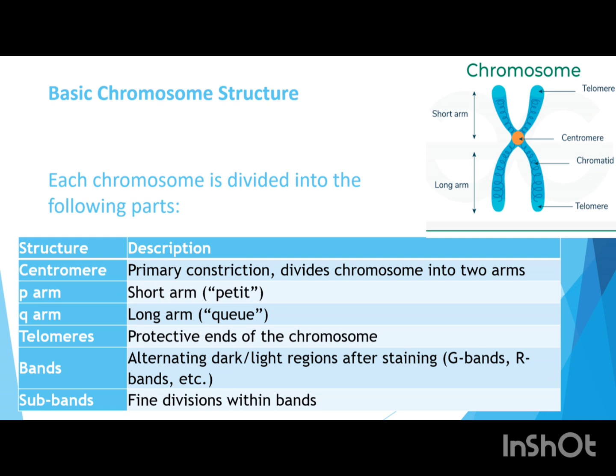A single strand or the single part of the chromosome is known as a chromatid. Now, if we look at the structure, there is one constriction known as the centromere, that is known as the primary constriction. The upper arm, or the short arm, is known as the p arm, and the long arm is known as the q arm. Now, this p and q must be written in small letters. Telomeres are present at the end.